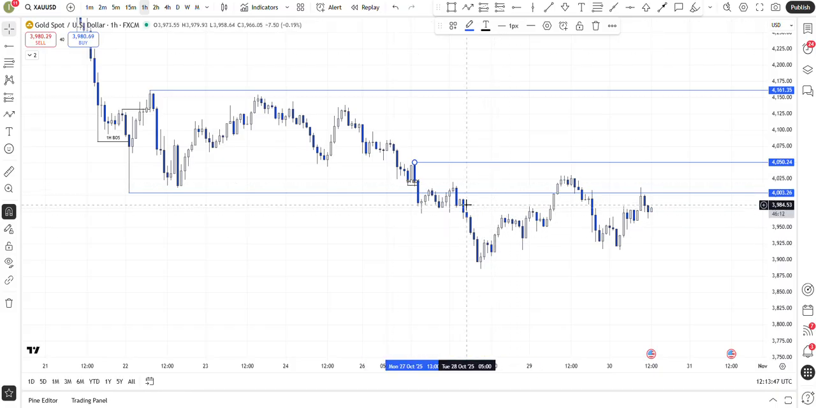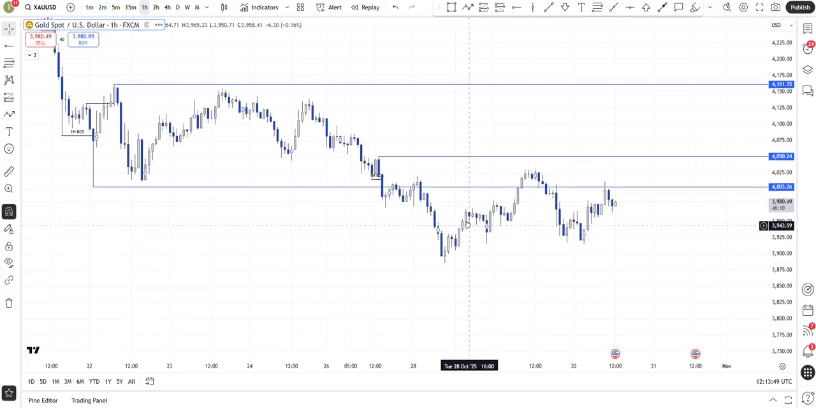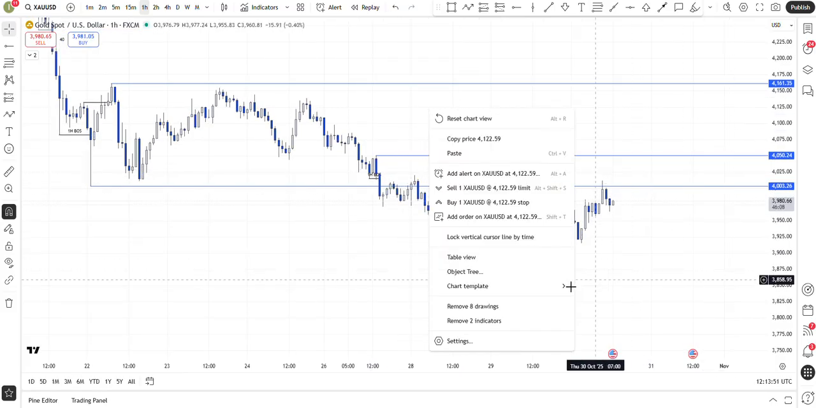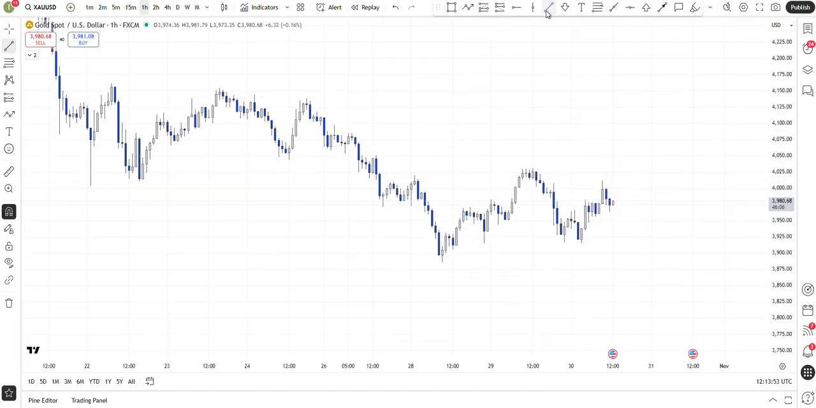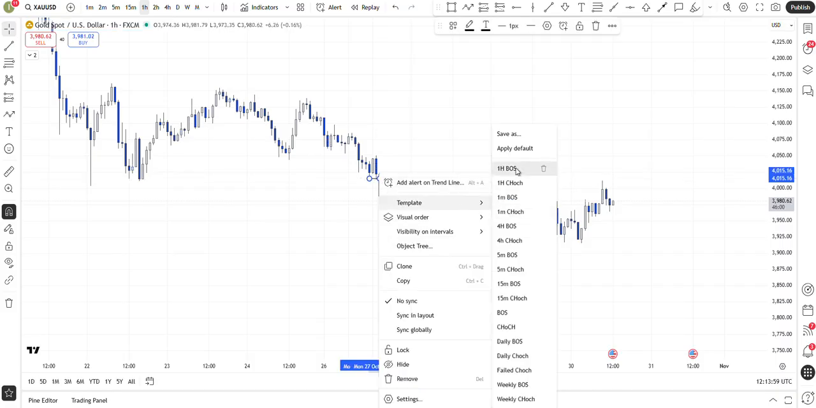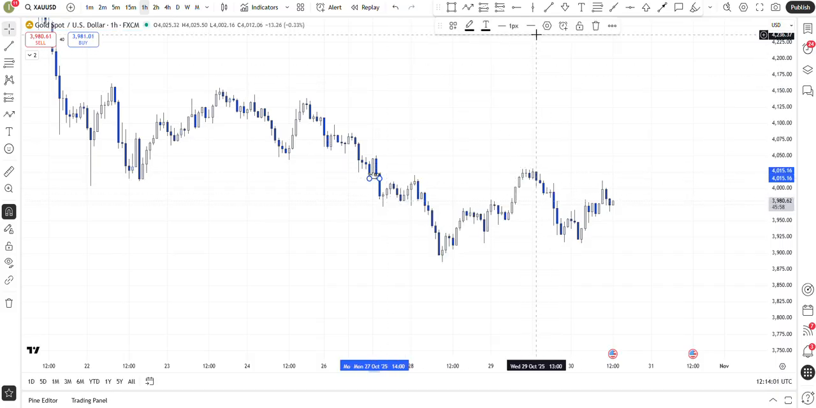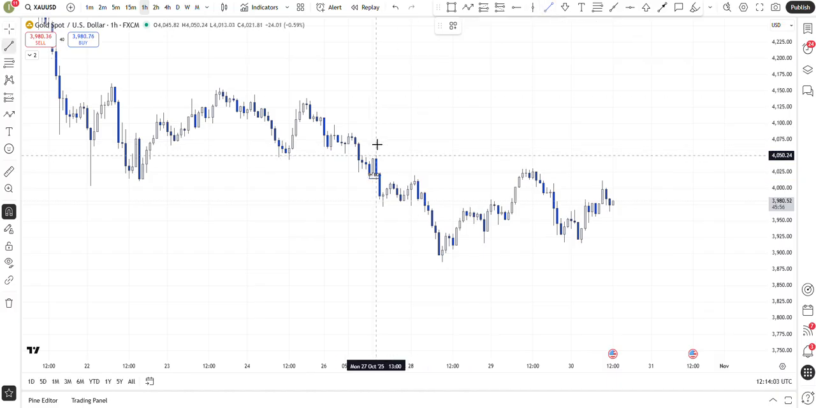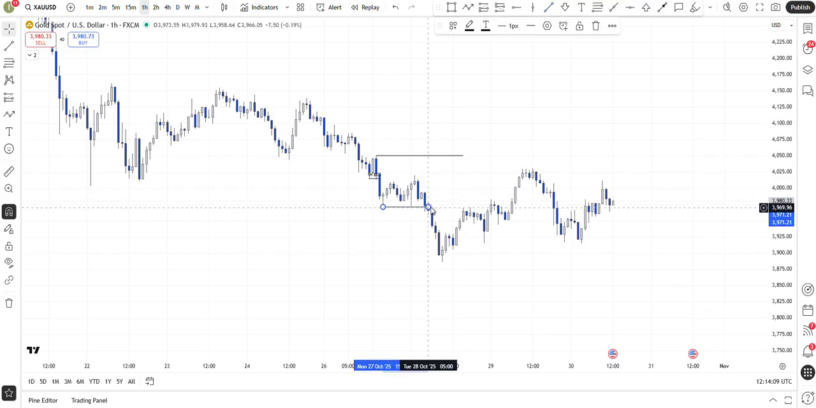So as I view this a little bit more, I'm just going to remove these just to keep it simple. We have a low that's violated. That's a 1 hour break of structure. Comes down, makes a low. This is our protected high. Makes a lower low. Break of structure here. So 1 hour break of structure there.